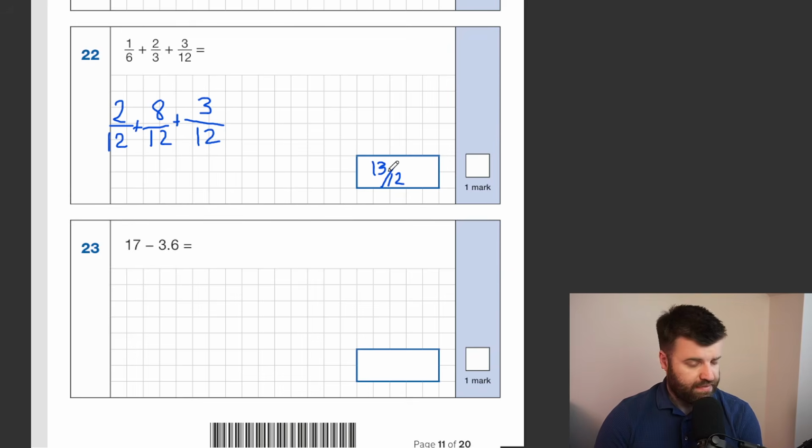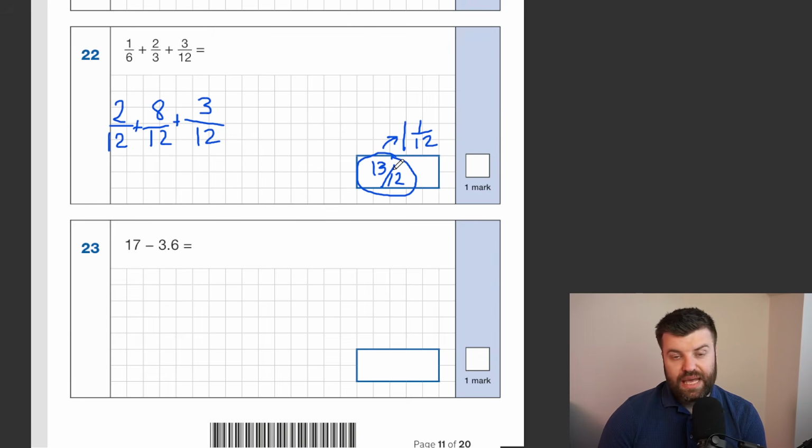Lots of you will look at that, and you will say, I want to change that into 1 whole and 1/12 left over. That is acceptable. It's in the mark scheme. But my advice to you, look, just leave it like this. You're going to get the mark for that. This opens the door to making mistakes. So, you can just keep it as an improper fraction.